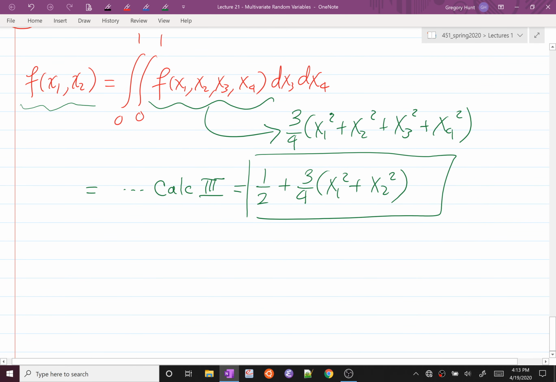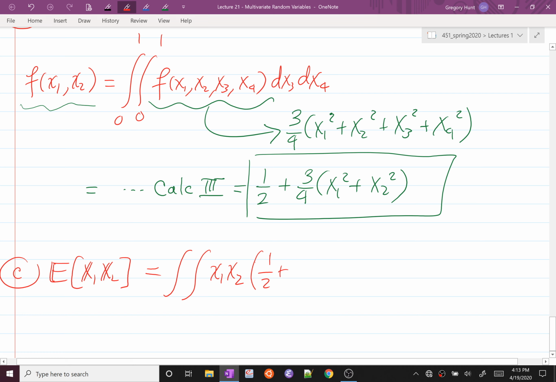We could use something like this. So part C would be, what is the expected value of x1 x2? Now we're actually back in the bivariate case, and we've seen how to do these, right? How do I calculate my expectation? Well, I'd integrate my function, which is x1 times x2, times my joint PDF of x1 and x2, which is 1/2 plus 3/4 times x1 squared plus x2 squared. I'm integrating with respect to x1 and x2, and my limits of integration are 0 to 1 for both.